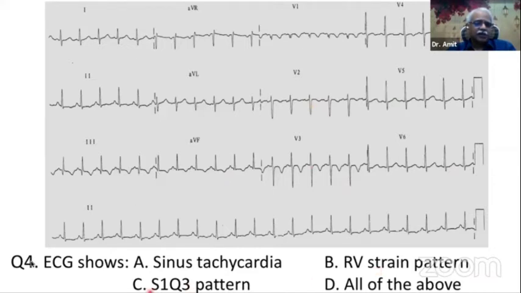pattern. Is this showing you an S1Q3 pattern, which would mean that there is an S wave in lead 1 and a Q wave in lead 3? Or you think that it is showing all the three patterns? It is showing sinus tachycardia, it's showing RV strain, it is showing S1Q3 pattern, and that would be all of the above, fourth choice. So I hope the voting meters are working.